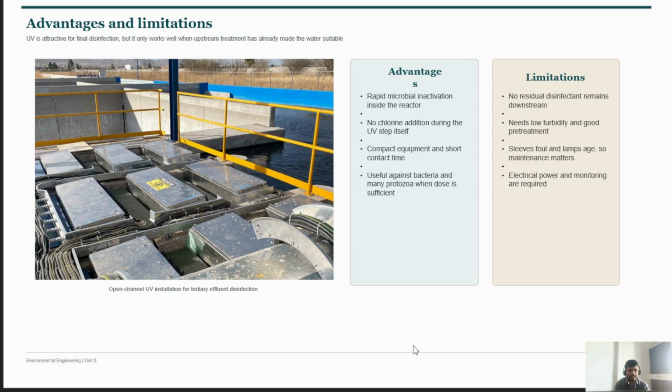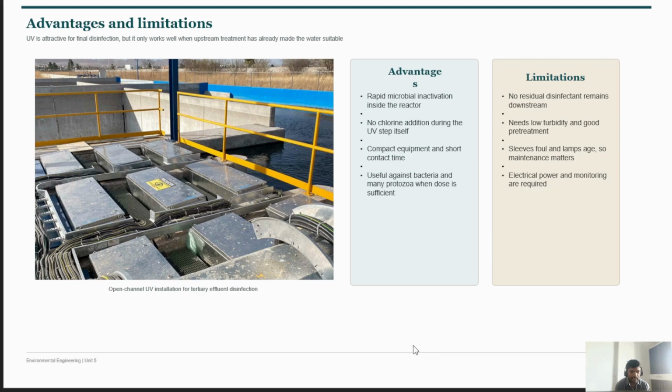Advantages: rapid microbial inactivation takes place inside the reactor, no chlorination is needed, that is, no chemical needs to be added. As I mentioned, each one has its advantages and limitations as a disinfection method. It is compact equipment. A shorter contact time is required compared to the other methods. Again, it depends on the characteristics of the water, but still we can say a shorter contact time is required in this UV process.